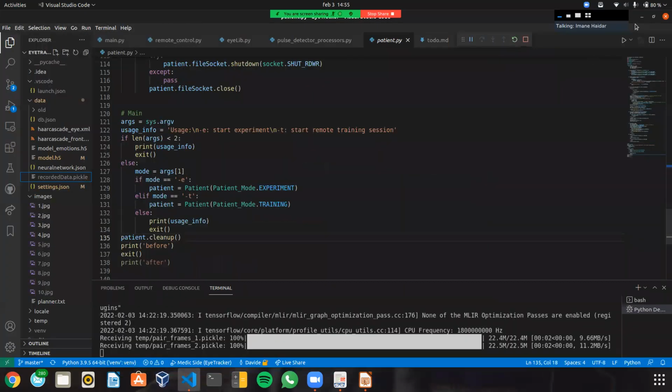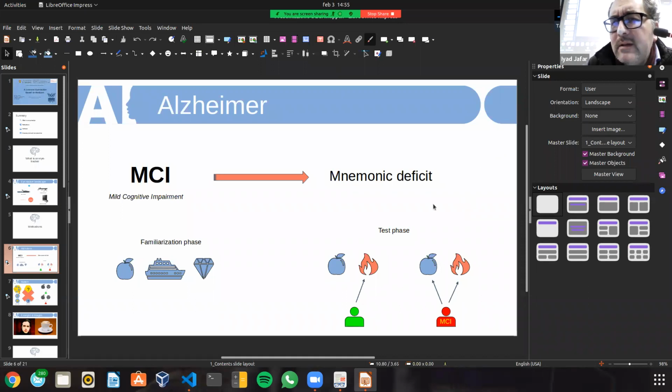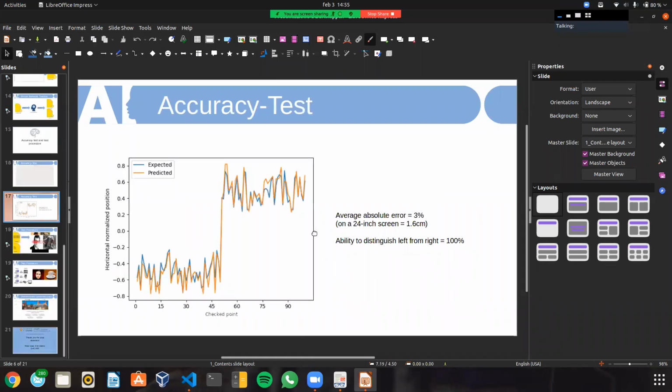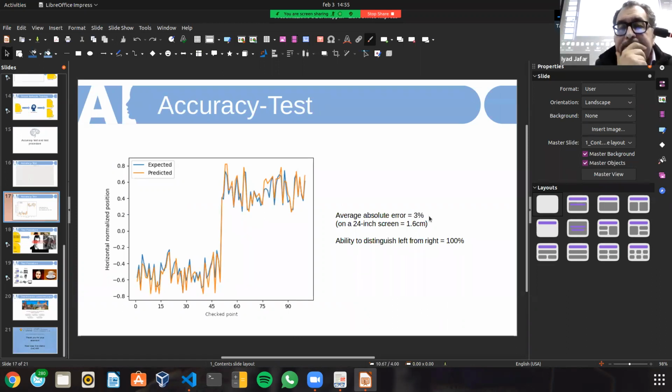Please, I have a question about the accuracy of the algorithm. Could you repeat? The accuracy, okay, it was here. And the accuracy, we have an average error of 3%. So on a 24-inch screen it is 1.6 centimeters of error on average. It's pretty good.